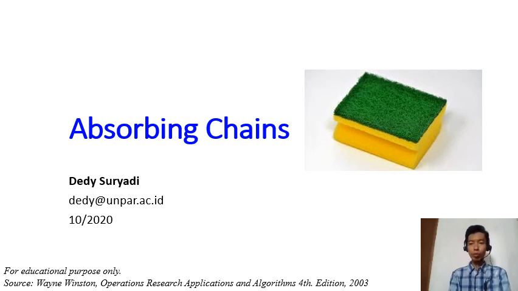So we have seen that when we have an ergodic Markov chain, we may analyze the steady-state probabilities as well as the mean first passage times. Now, if we have another type of chain, which is an absorbing chain, let's see what kind of analysis may be performed on this type of chain.